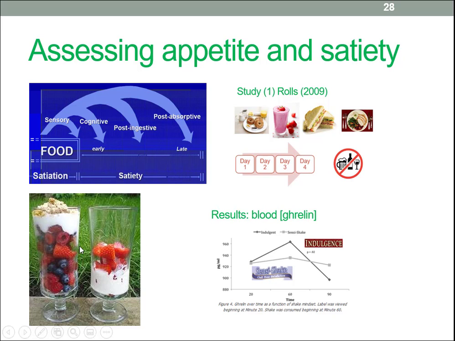We look at energy density. Those two fruit salads contain the same amount of energy. We'll look at things like blood ghrelin and leptin and other hormones as well.